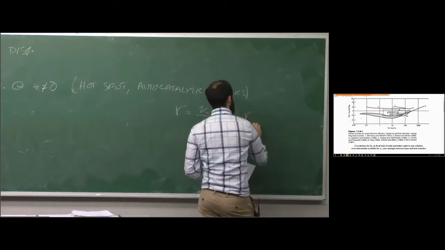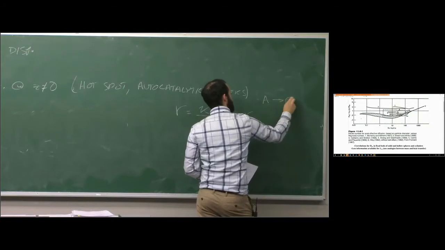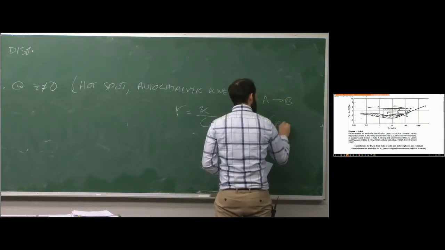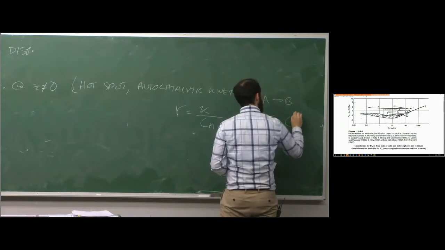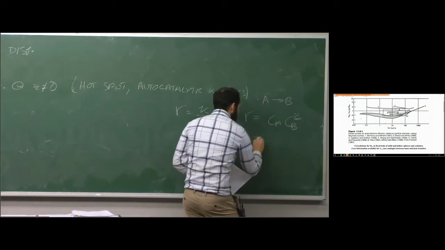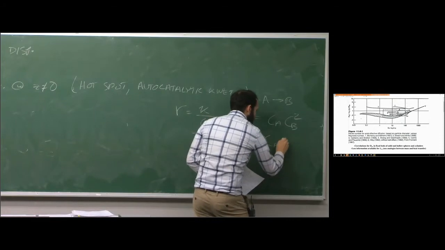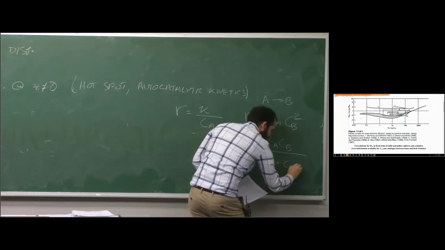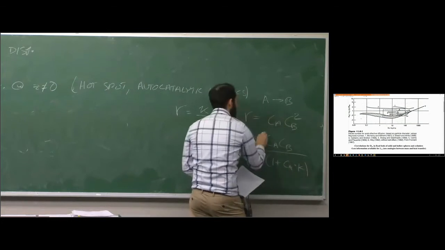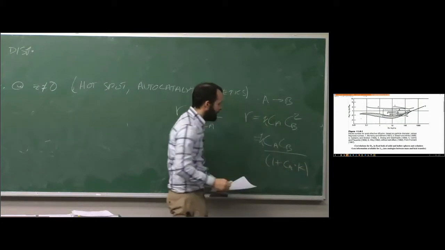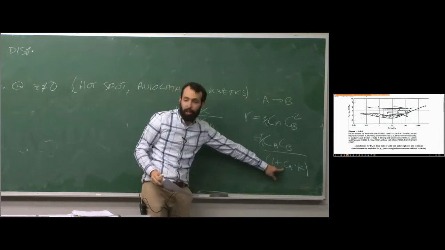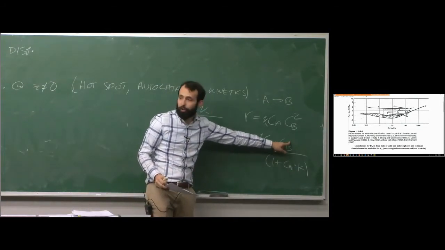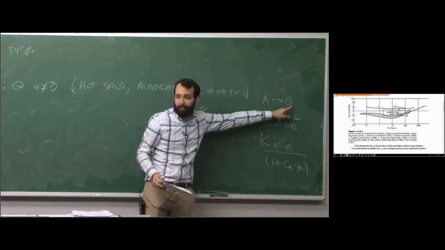Another example is if I have A to B, and the rate is something like concentration of A times concentration of B squared, or concentration of A times concentration of B over 1 plus the concentration of A. I'm obviously not putting rate constants up here. So here I'm sublinear in A, right? But I'm first order in B, and I'm making B.